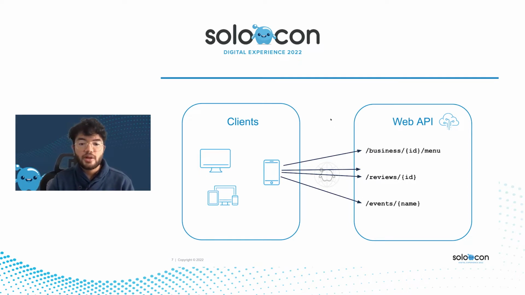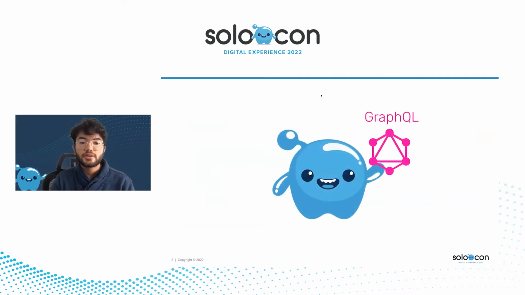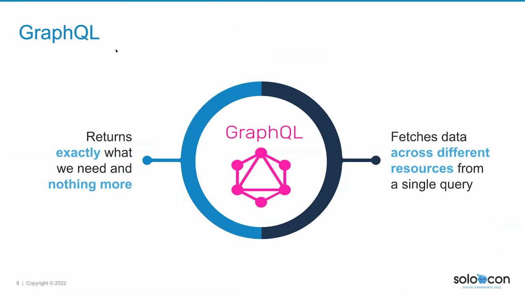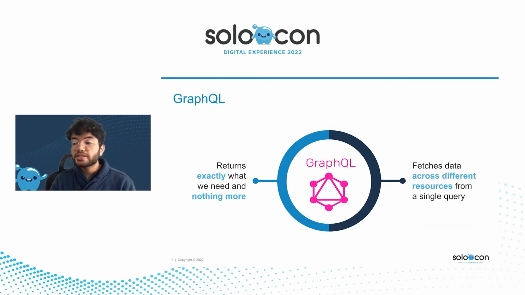So how do we solve this problem? Well, this is where GraphQL comes in. The benefits of GraphQL are twofold. GraphQL APIs return exactly what we need and nothing more. And the GraphQL server can fetch data from across different resources given a single client query. So even if an object's data model is distributed across multiple microservices, the GraphQL API can present the object to the client as a unified API. Let's take a look at this in action.